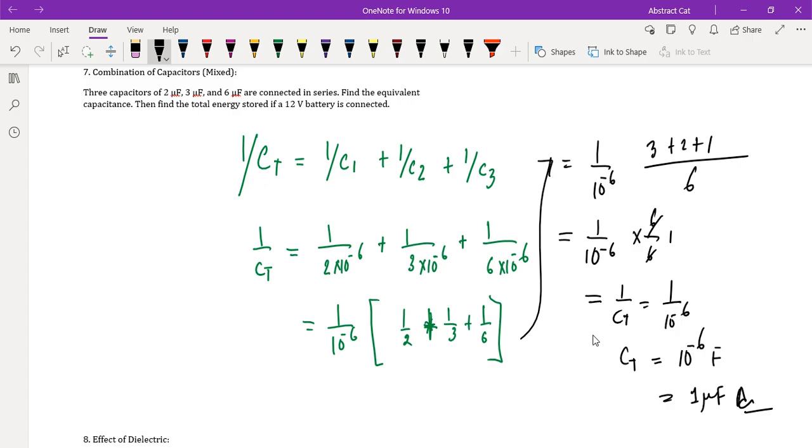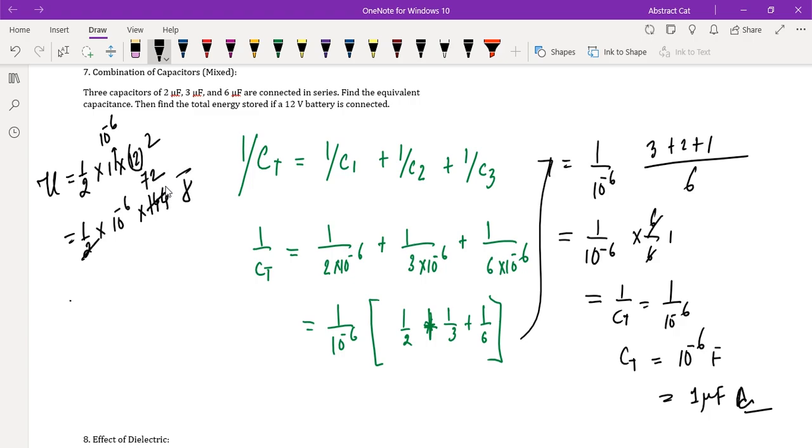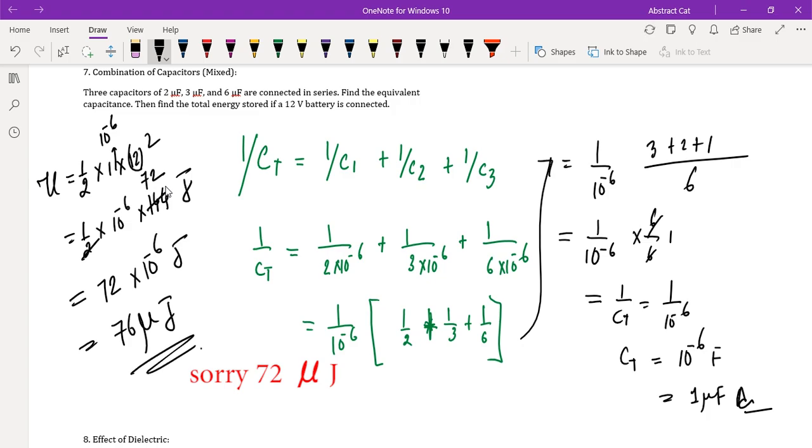That's the first answer. The second answer is to find the total energy stored when a 12-volt battery is connected. So energy U equal to half CV square. So half, C is 1 microfarad, 10 to the power minus 6, and V is 12 square. So 10 to the power minus 6 into 144 joules, that is 72 into 10 to the power minus 6 joules. We get 72 microjoule. Very small energy stored. Okay. Now the next numerical.